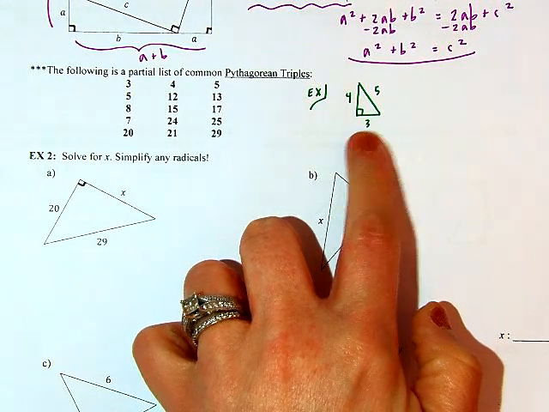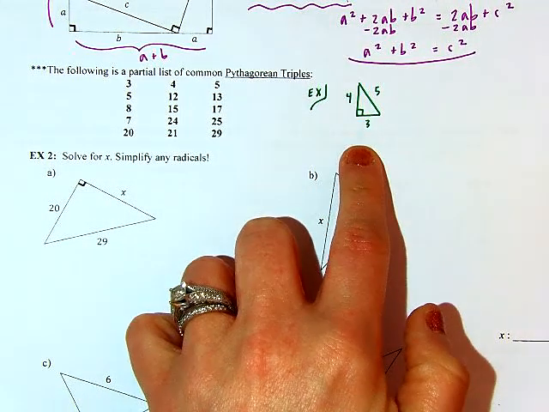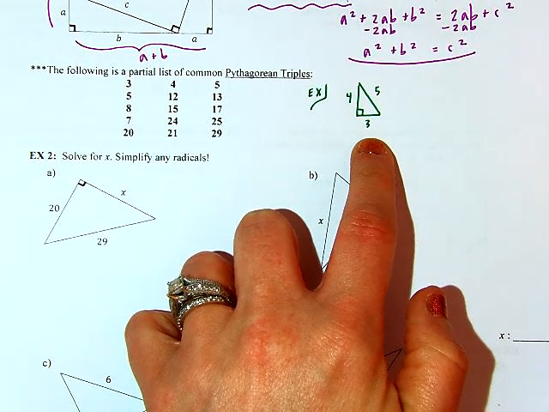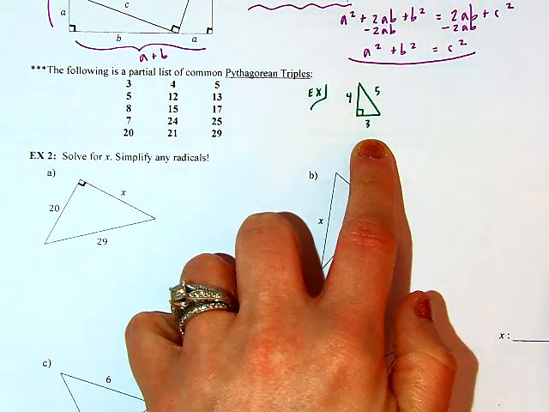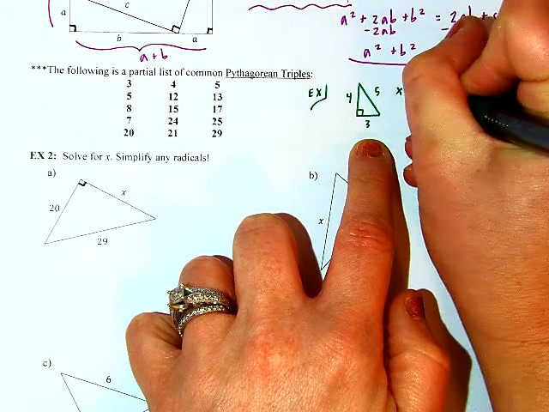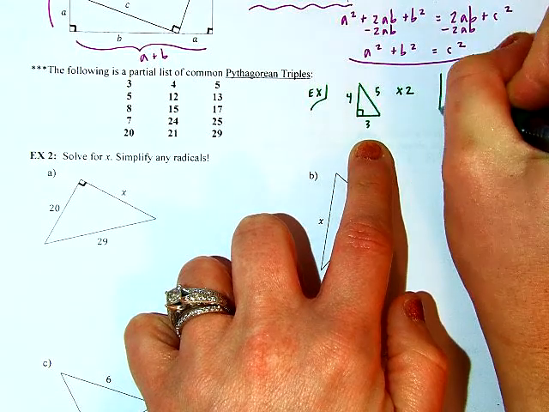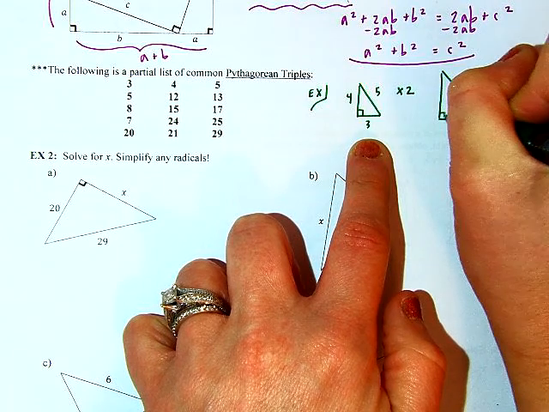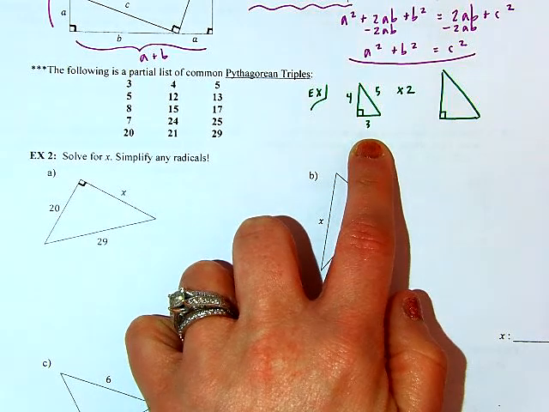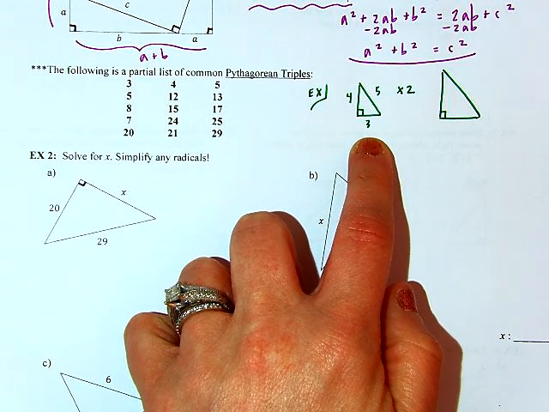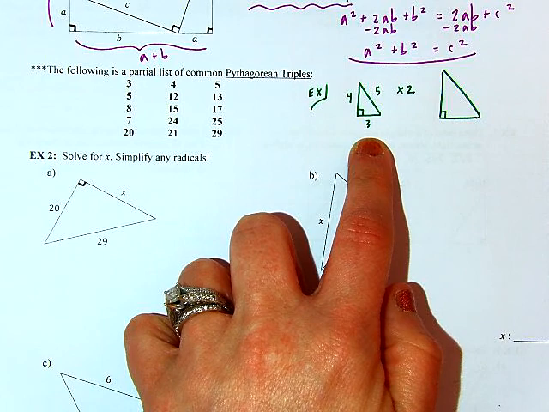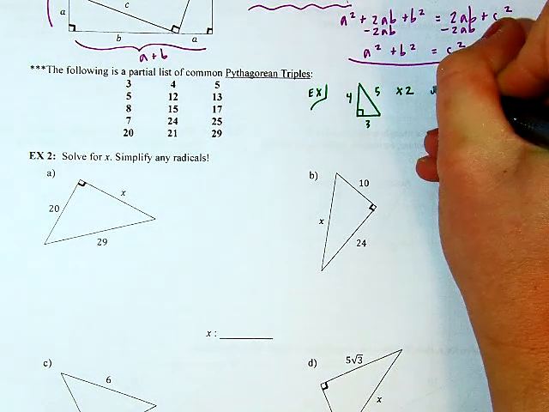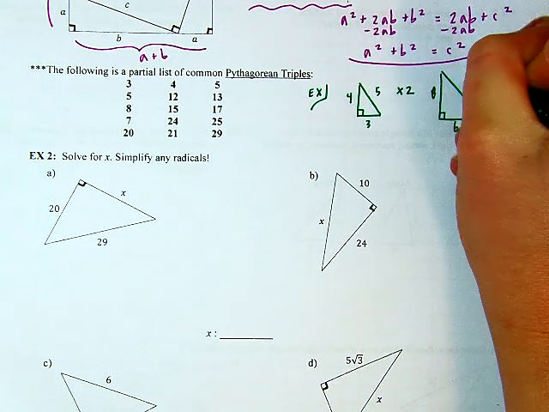So if I double all the sides, for example, that could be a new triple. If I triple all the sides, that could be a new triple as well. So let's look at it. If I doubled all the sides, it's going to create for me a similar right triangle because all of my sides will have the same ratio, right? We're just doubling all the sides. So here I would have 8, here I would have 6, and here I would have 10.